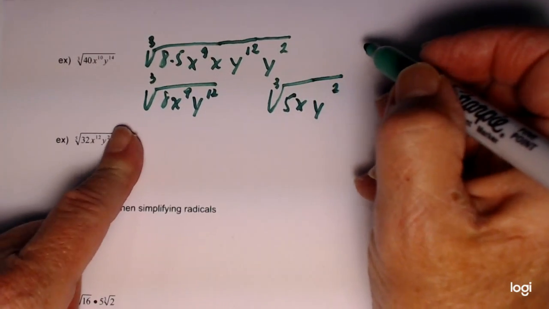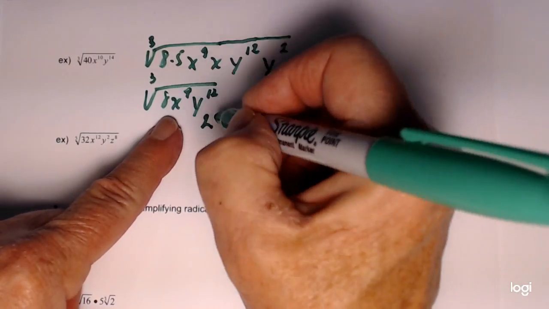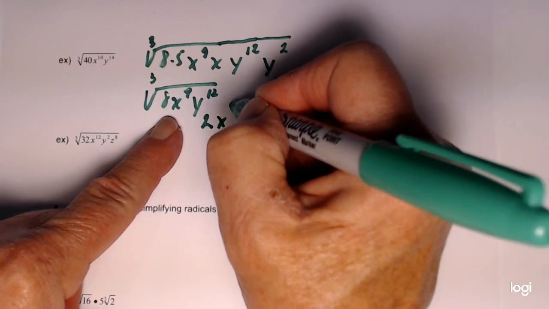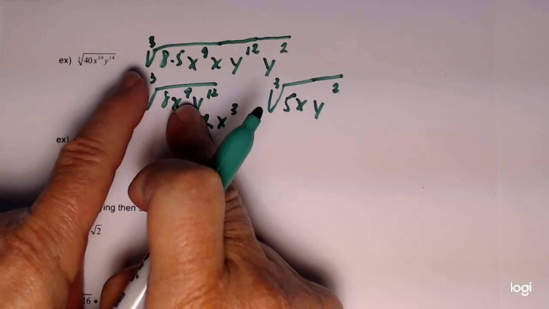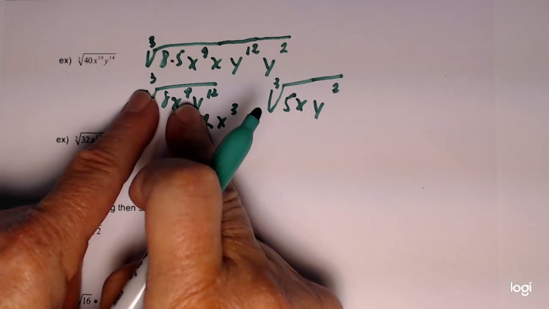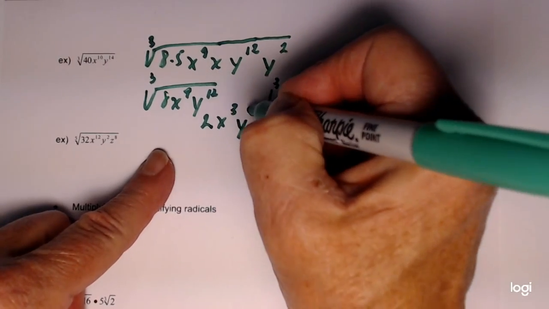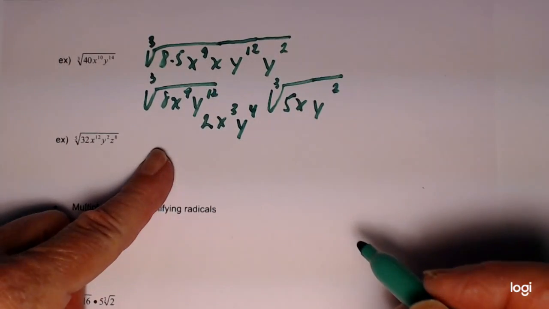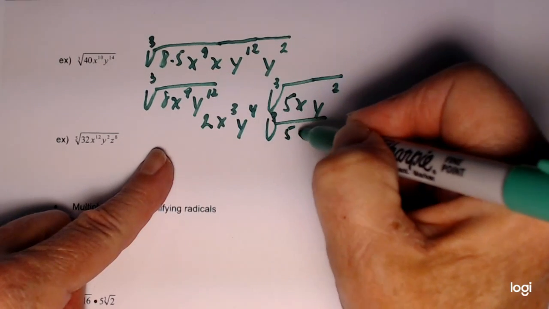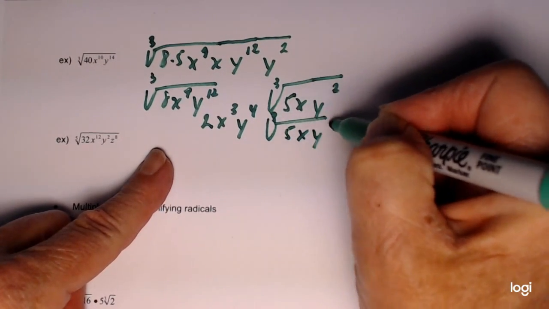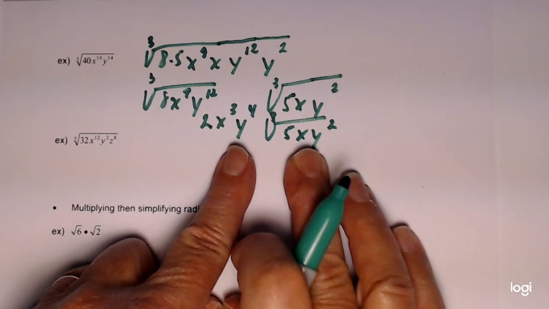Now I can take my perfect cubes. Cube root of 8 is 2. 9 divided by 3 is x to the 3. Be careful here. You divide by the 3. We're taking cube roots now. And then 12 divided by 3 is 4. So that is what's sitting outside the radical. And now this cube root of 5xy squared just sits. There's no further simplification that can be done there.